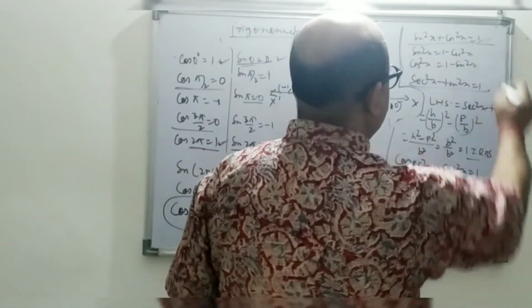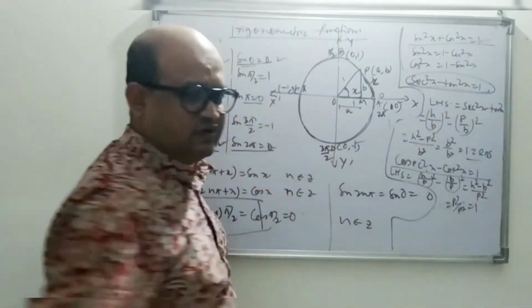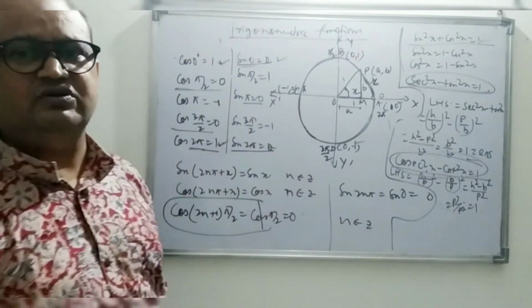Sin square x plus cos square x equal to 1. Sec square x minus tan square x equal to 1. And cosec square x minus cot square x equal to 1.